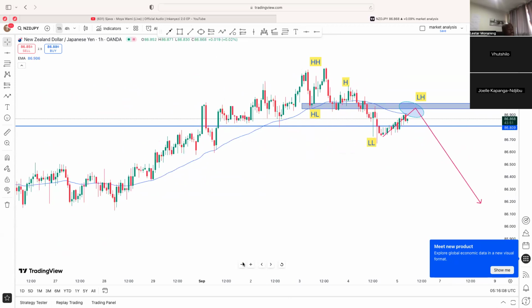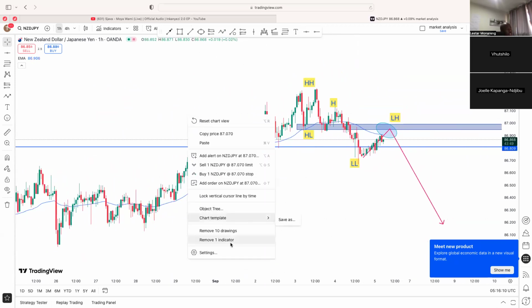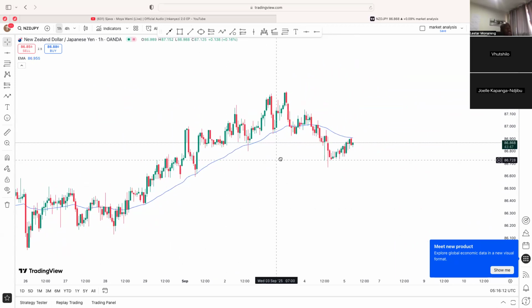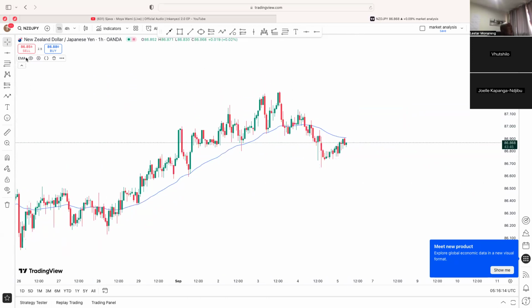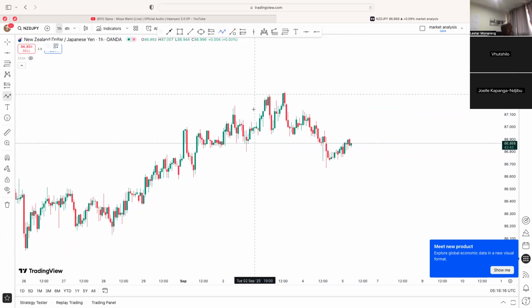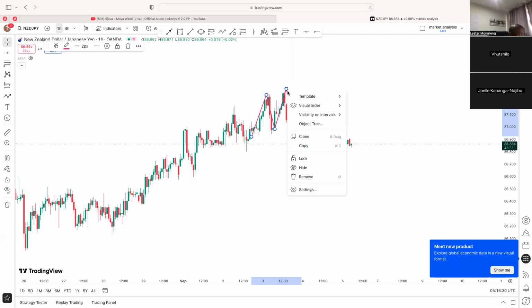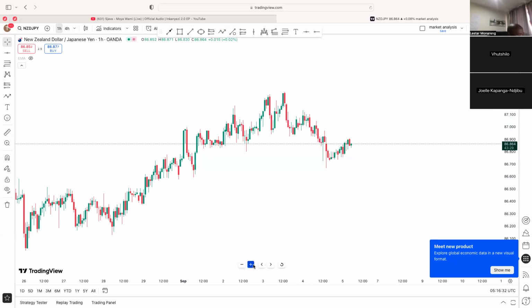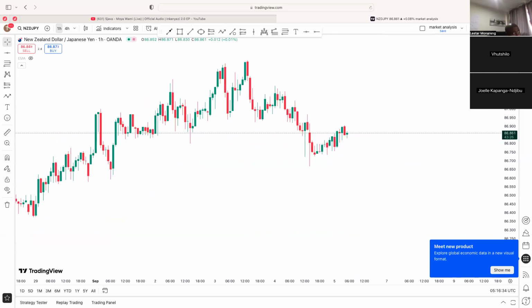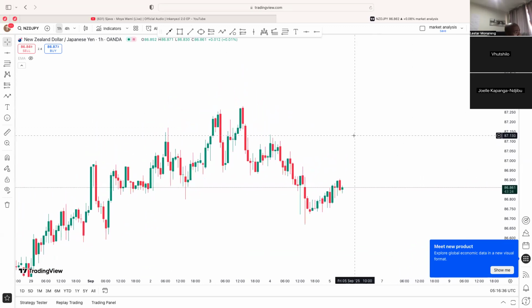Okay. I'm going to erase everything again once more, and then I'm going to remove the EMA as well. We've got this higher high, higher low, higher high, higher low, and then higher high. Okay, this one is going to be a tricky one, but I know I'm going to crack it. It's going to be very tricky because there's so much choppy movement that took place right there, right?